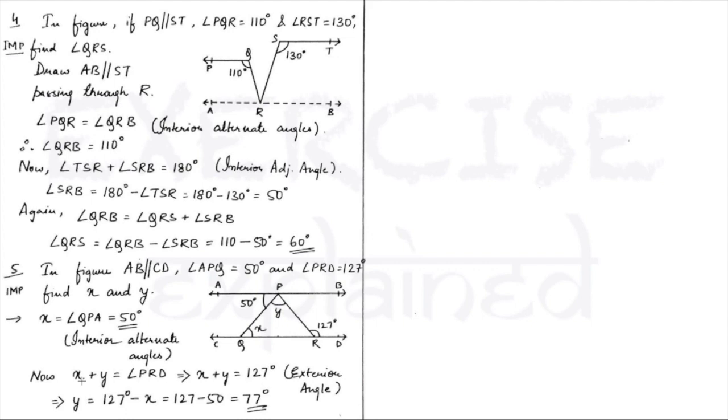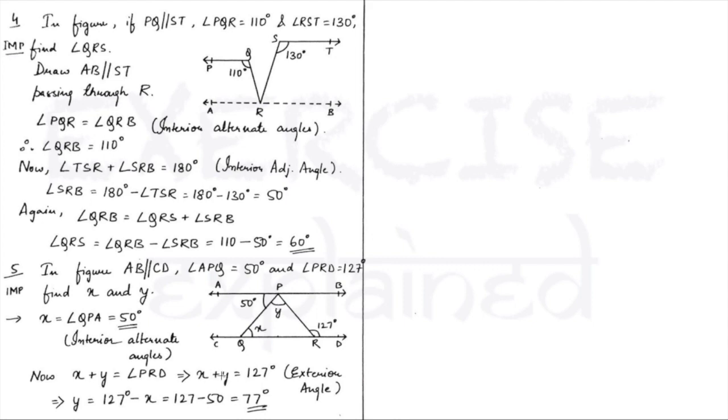So what we do is X plus Y is equal to PRD. In triangles you would have studied there is a property which says exterior angle is equal to sum of two opposite interior angles. So that is what we have been using here. PRD can be written as X plus Y.